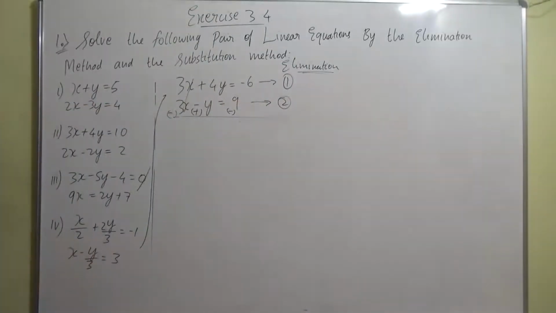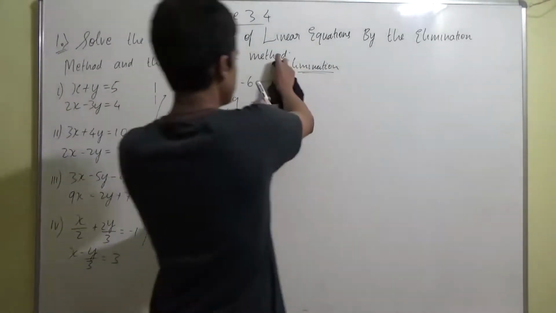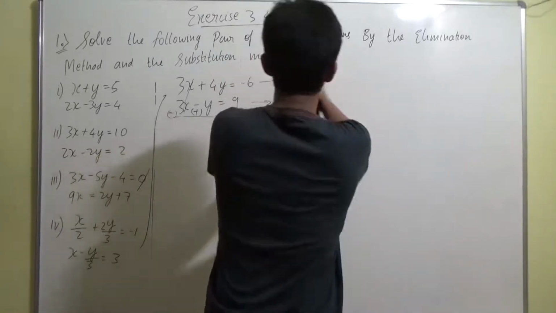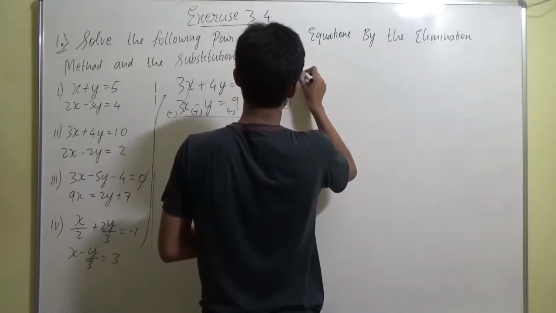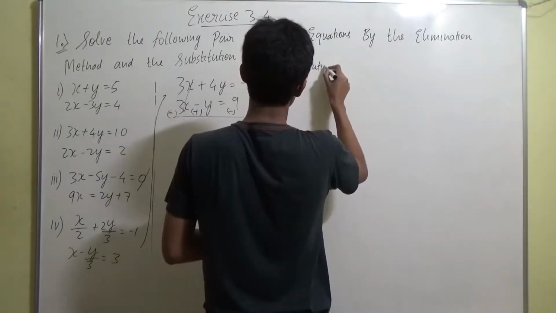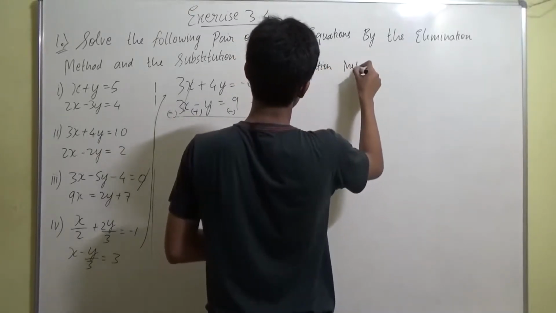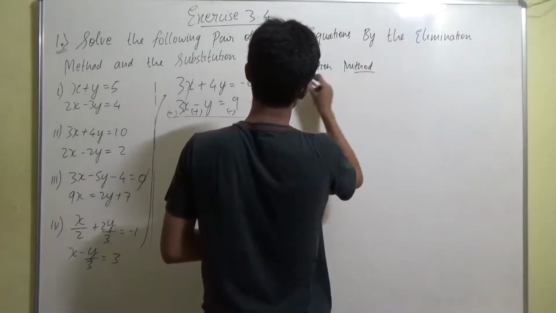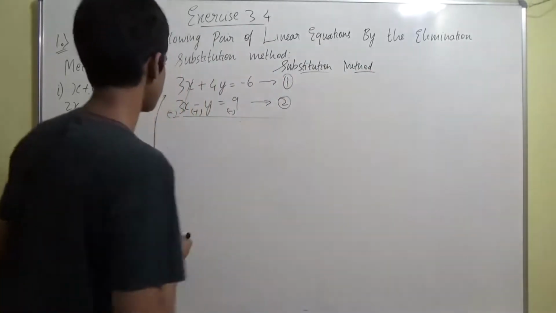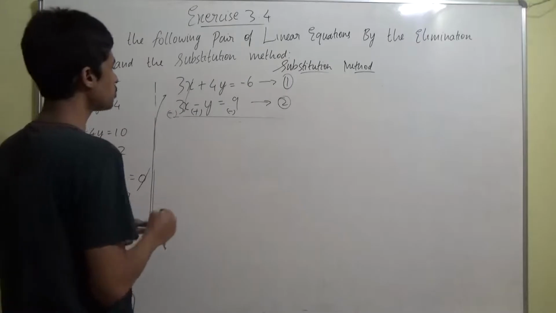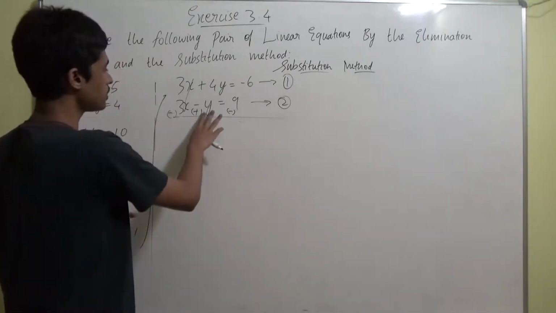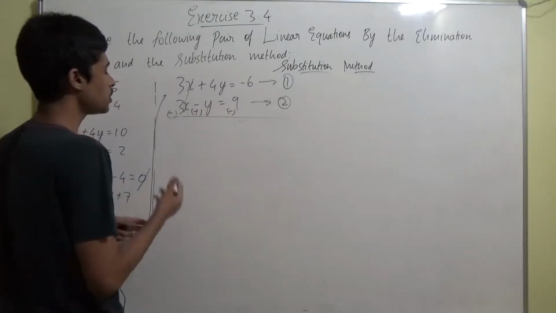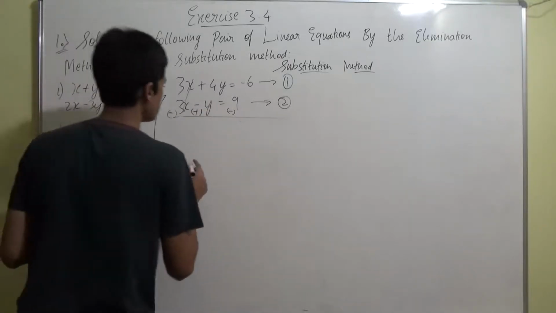Right, now let's do the substitution. Okay, we'll eliminate the elimination method as well. Right, we'll write it now. We'll be doing it with the substitution method. Now we'll substitute one value in terms of the other value. So here if you see, y is just y, right? So it will be easy to find the value of y in terms of the other variable.